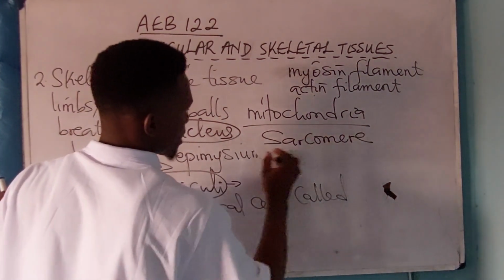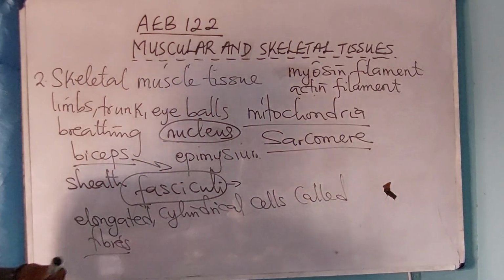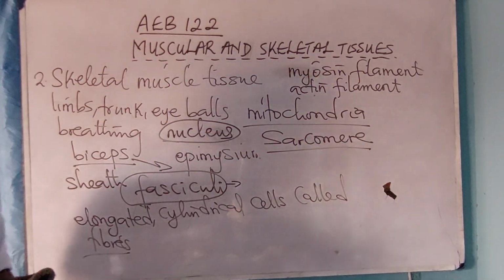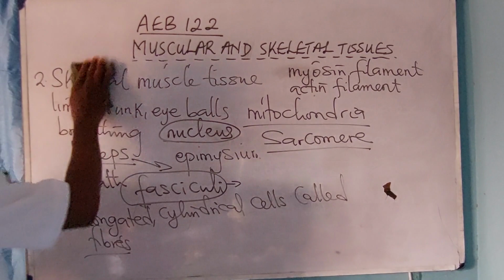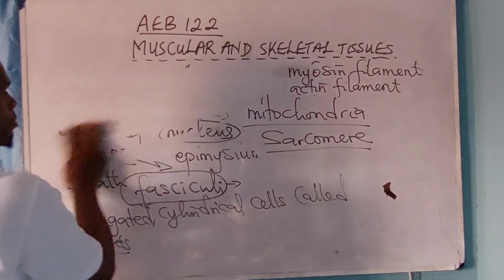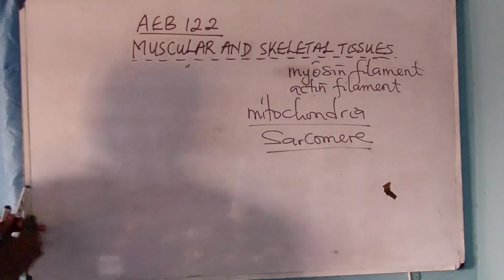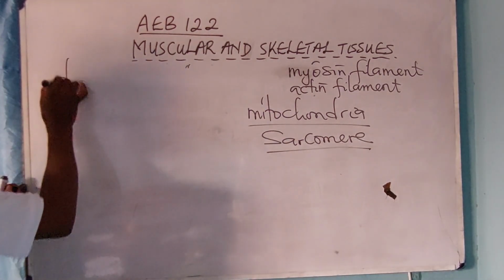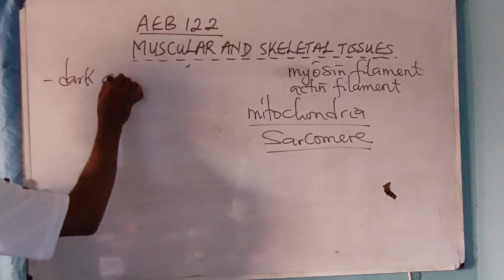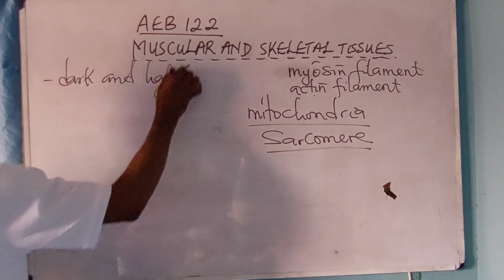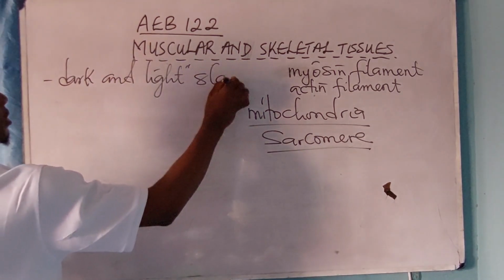Sarcomere. I think I said that before. Some persons call it what? Sarcomere. So please take note of that. Now, the sarcoplasm is made up of dark and light stain. It's made up of what? Dark and light stain. All right.